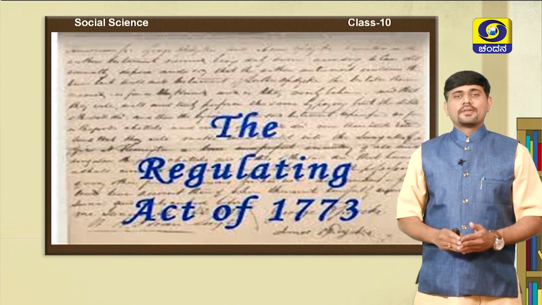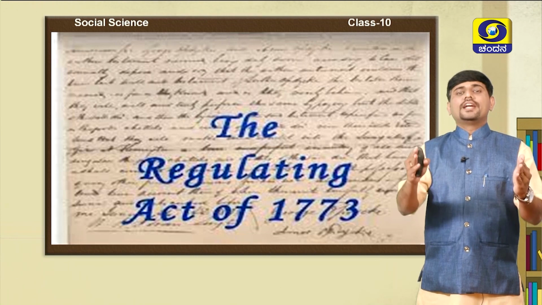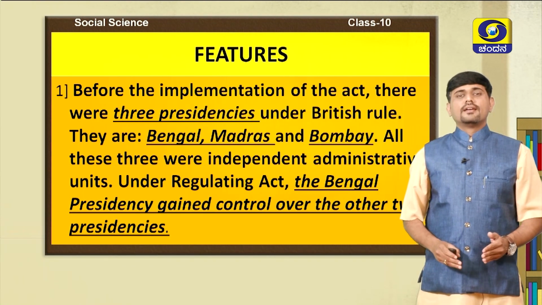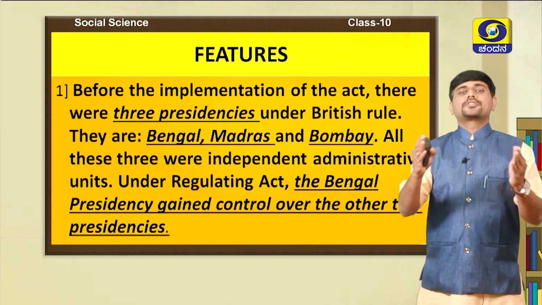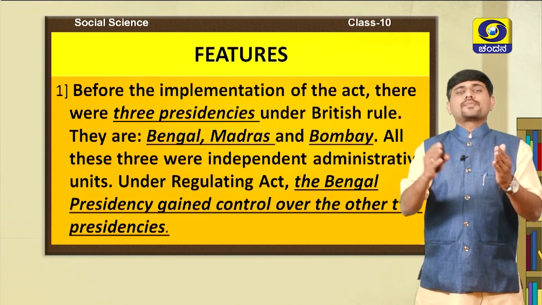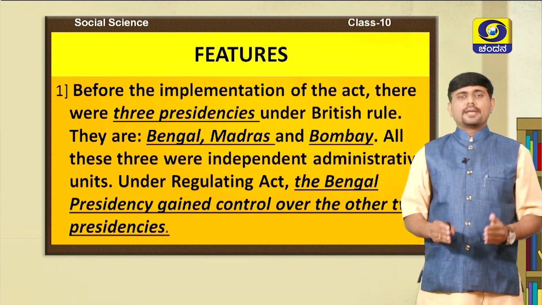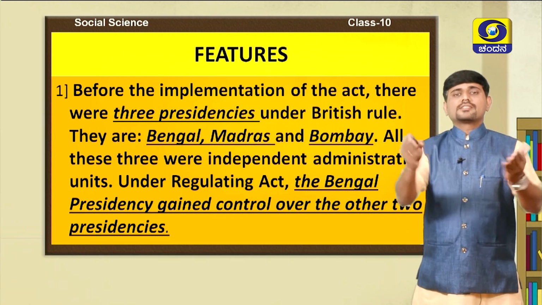So therefore, for the first time, the British government introduced the Regulating Act in the year 1773. What was the main aim of the Regulating Act? To control the corruption in India. The Regulating Act of 1773 also had some provisions, children. What were the important features of the Regulating Act? Here are some important features.